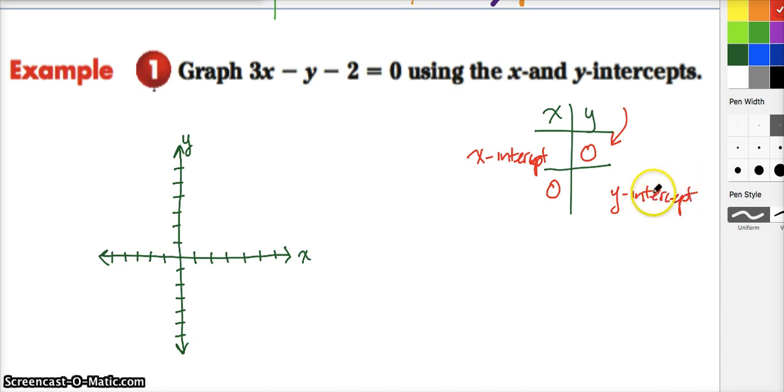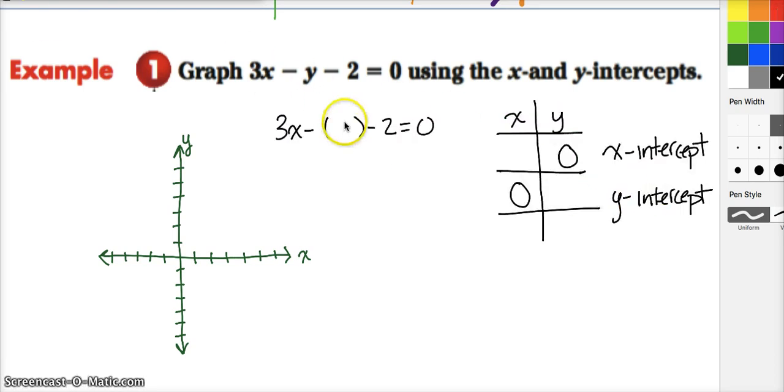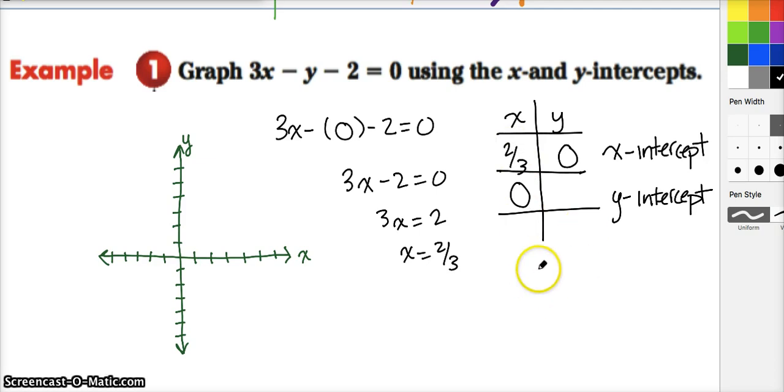Knowing that we only need 2 points to form a line, let's go ahead and find the x and y intercept. First thing we're going to do is substitute in 0 for y. When I plug in my 0 for y, I end up with 3x minus 2 equals 0. Therefore, 3x has to equal a positive 2, and x equals 2/3. So that's my x-intercept. My y-intercept I'm going to find by actually substituting in 0 for x.